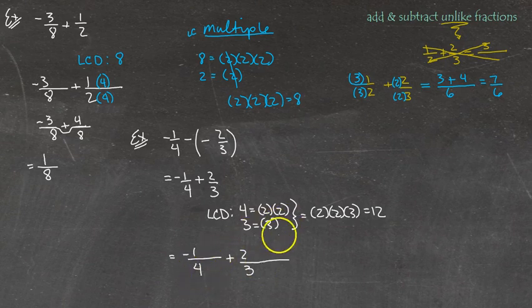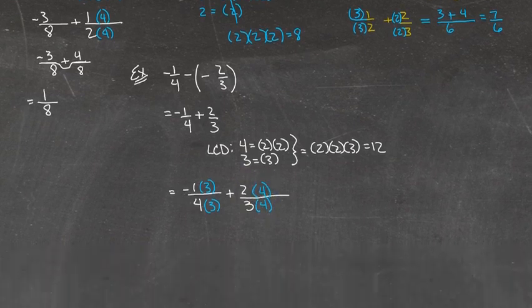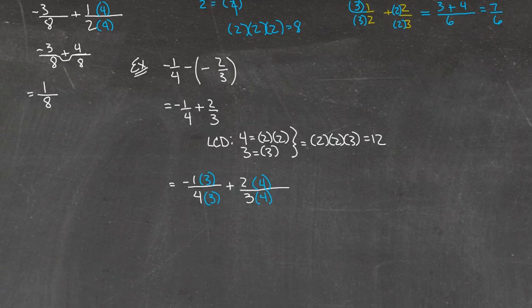What did I have to multiply? I decided that my lowest common denominator is 12. What do I have to multiply 4 by to get that 12? Well, 4 times 3 is 12, so I have to do the same thing to the top. What do I have to multiply 3 by to get 12? Well, that's 3 times 4, and so I have to do the same thing to the top. Now I can just do a little arithmetic.